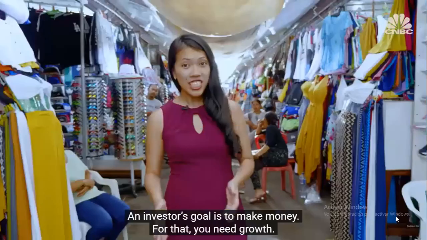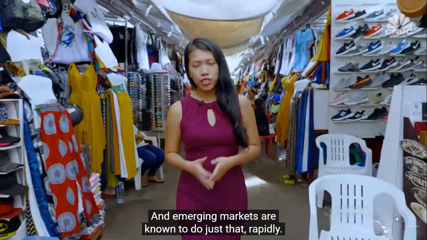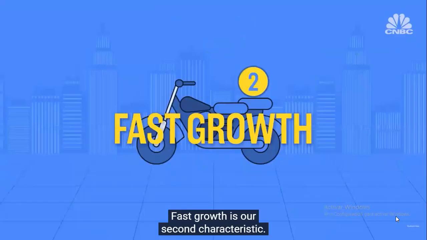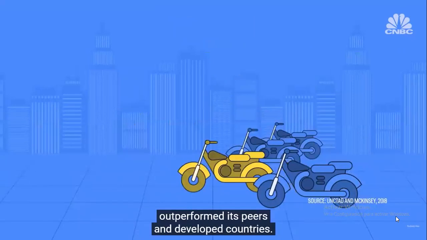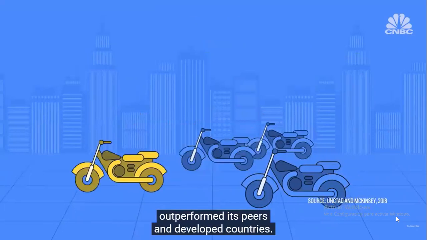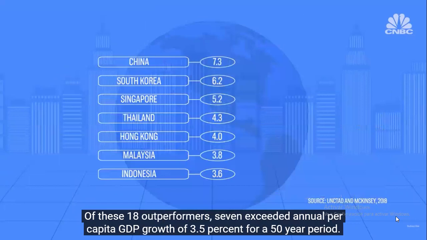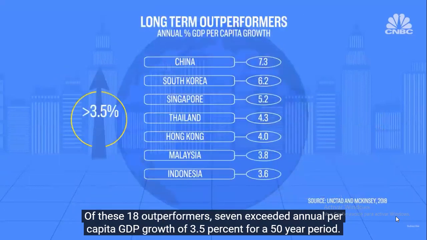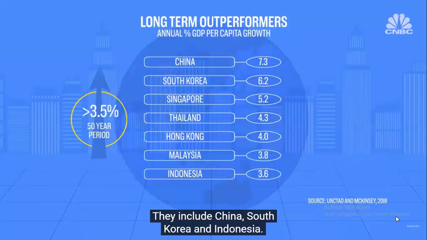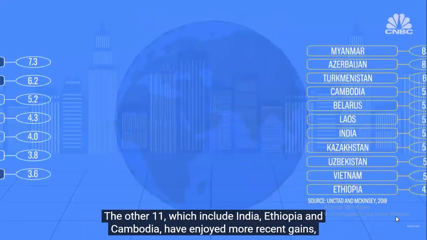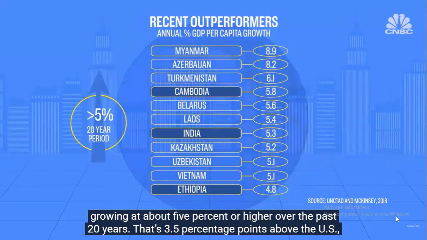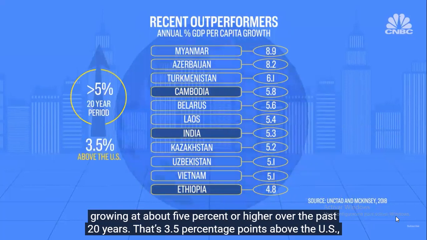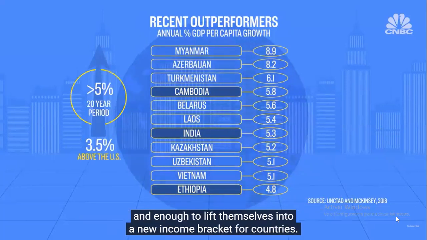An investor's goal is to make money. For that, you need growth. And emerging markets are known to do just that rapidly. Fast growth is our second characteristic. One report found that 1 out of every 4 emerging economies outperformed its peers and developed countries. Of these 18 outperformers, 7 exceeded annual per capita GDP growth of 3.5% for a 50-year period. They include China, South Korea, and Indonesia. The other 11, which include India, Ethiopia, and Cambodia, have enjoyed more recent gains, growing at about 5% or higher over the past 20 years. That's 3.5 percentage points above the US, and enough to lift themselves into a new income bracket for countries.